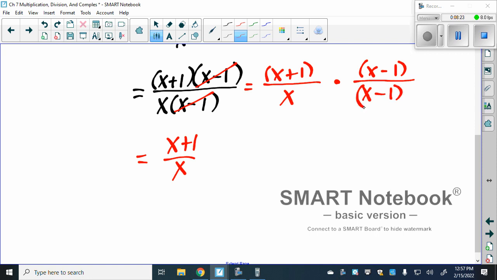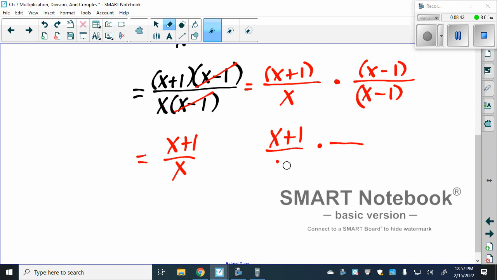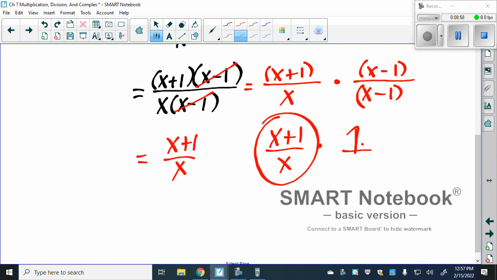And I split these apart intentionally like this because the one on the right is what? X minus 1 over x minus 1, yes? Well, anything divided by itself is what? Just 1, yes? Well, 1 times x plus 1 divided by x is just going to be x plus 1 divided by x.